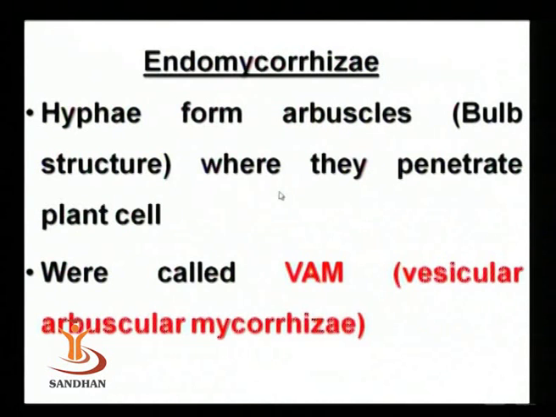Just like that, another type is there, known as endomycorrhizae. The hyphae form arbuscules, that is bulb structures, where they penetrate inside the plant cell. They are also known as VAM, vesicular arbuscular mycorrhizae. What is VAM or AM fungi? First of all, endomycorrhizae is also very well known as AM fungi or VAM fungi.